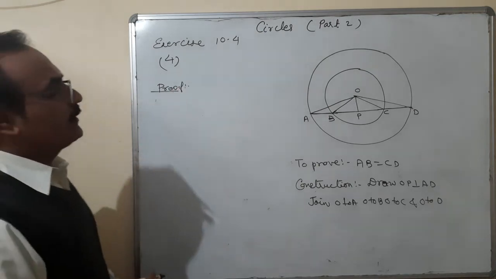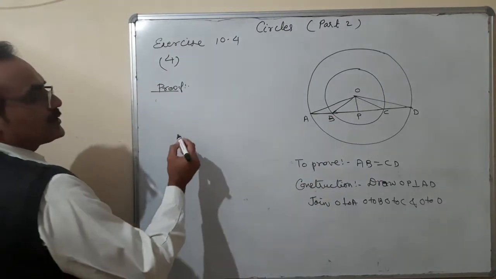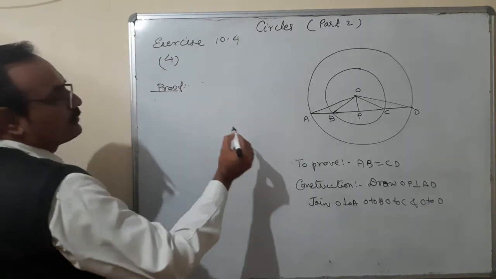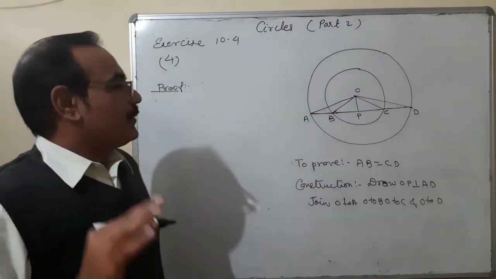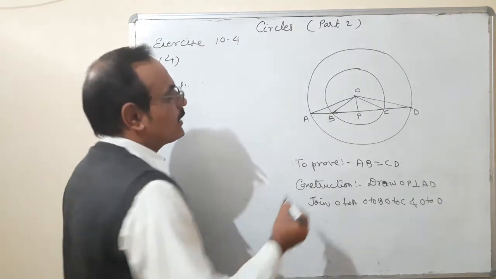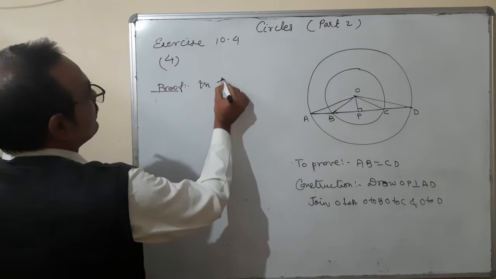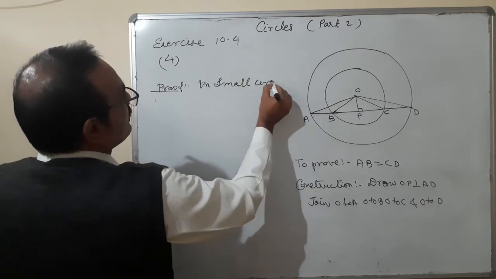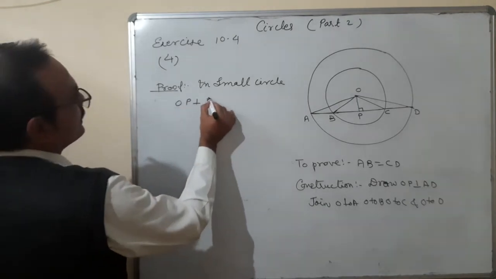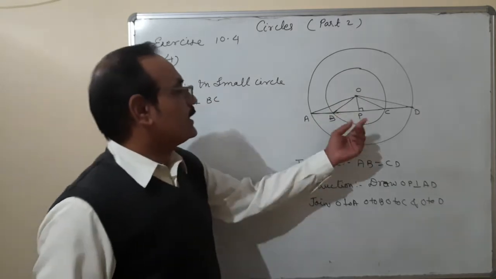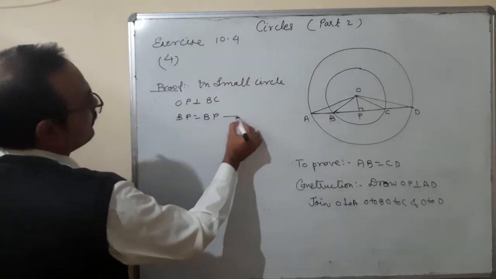What we have to prove here? AB is equal to CD. For proving AB is equal to CD, in the small circle, again let me remind you a theorem: perpendicular from center to chord bisects the chord. It is a perpendicular. In a small circle, OP is perpendicular on BC. And if it is a perpendicular, then it will bisect. So I write here BP is equal to PC. Equation number 1.